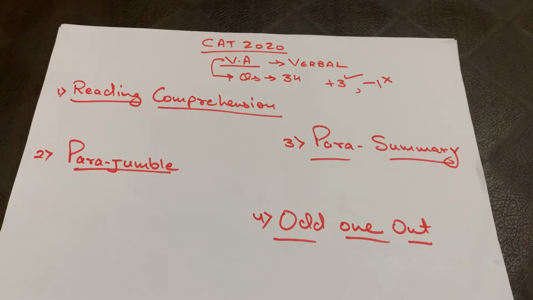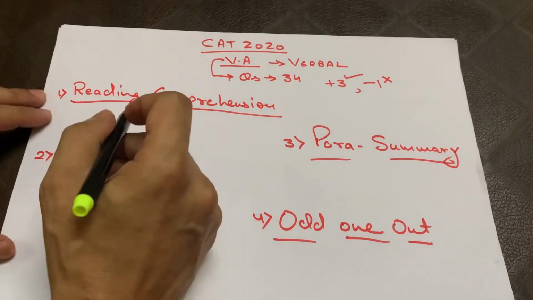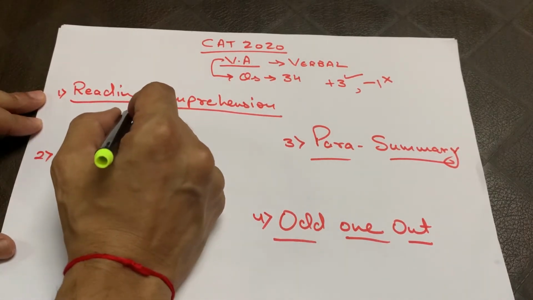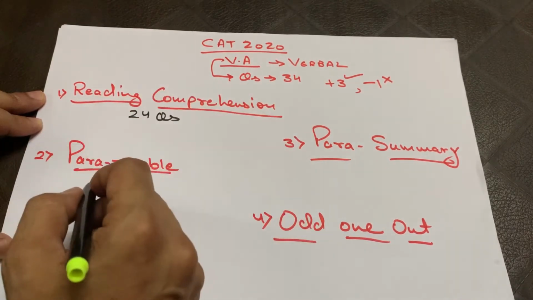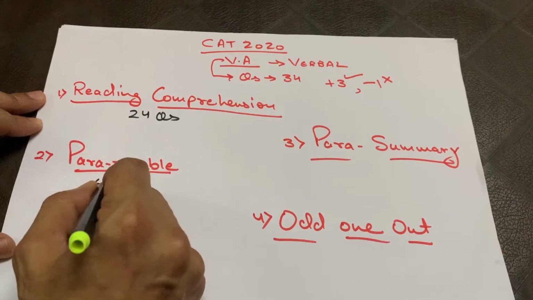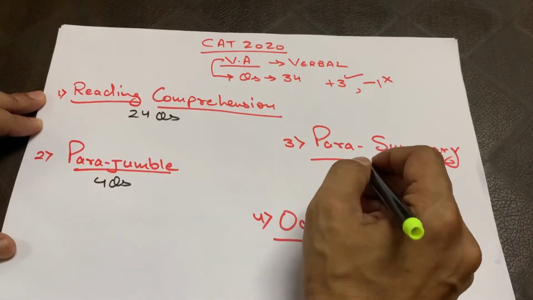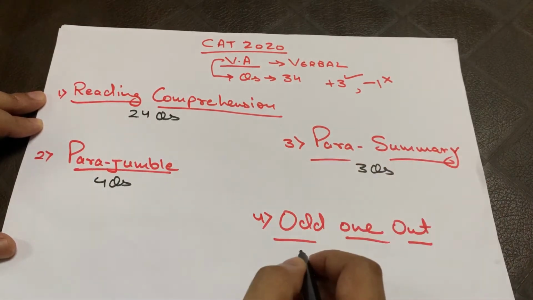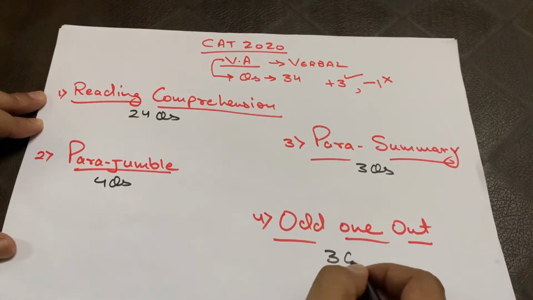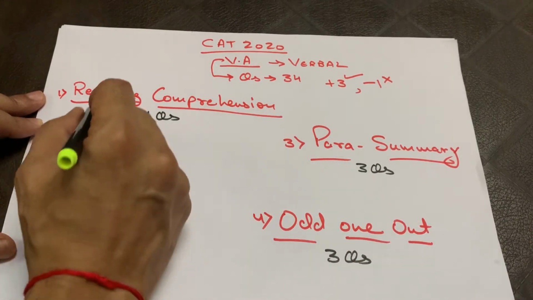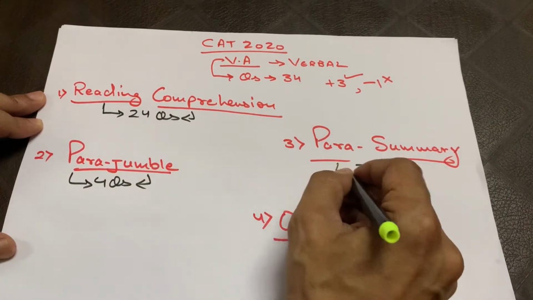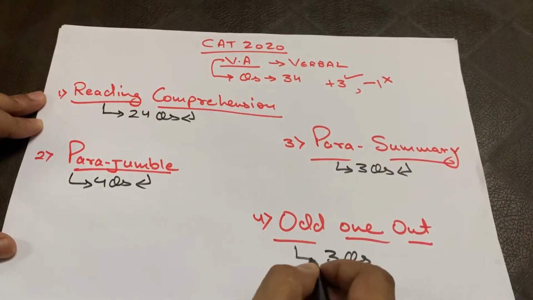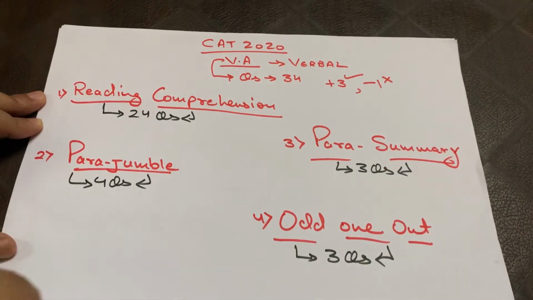Now let's understand how many questions you are going to get under each type. You are going to get 24 questions under reading comprehension. Under para jumble, there are going to be 4 questions. Under para summary, there are going to be 3 questions, and under odd one out, you are going to get 3 questions. More or less, we all know how many questions are going to be asked for each topic. Guys, if you want, you can take a screenshot of this video.